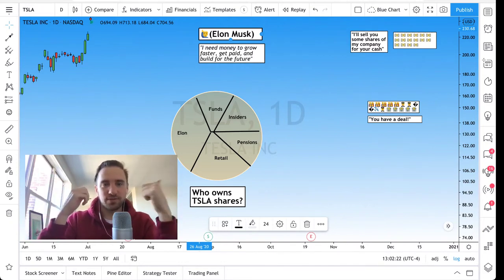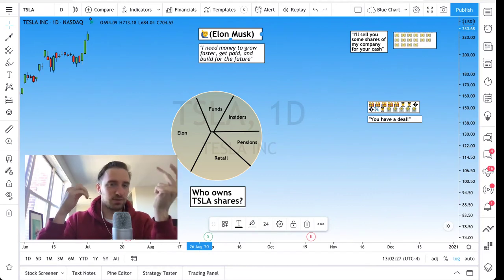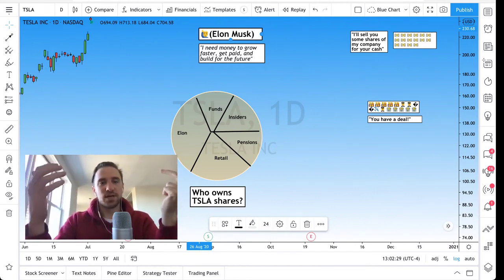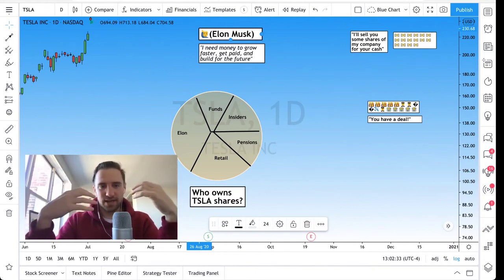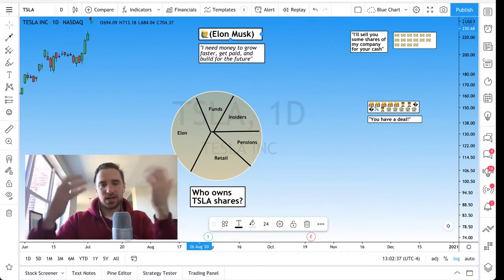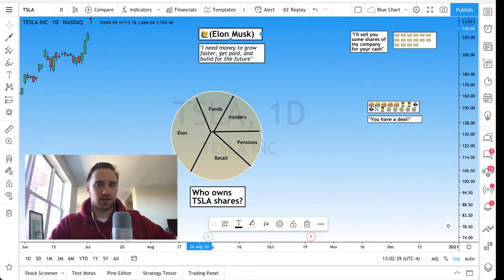They entitle you to votes. They entitle you to ownership. If you're an owner, that means you get entitled to profits. So maybe one day Tesla does a buyback or a dividend. Well, as an owner of that stock, those profits come to you. And that's why you buy stock in the first place.